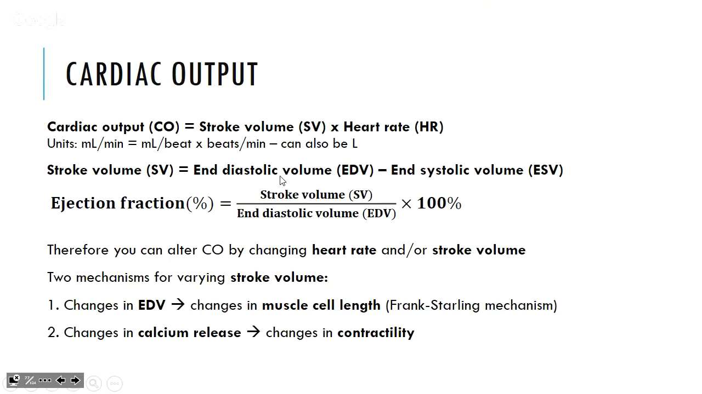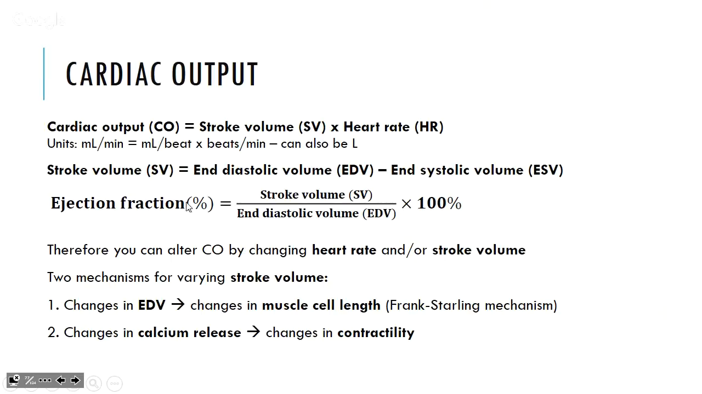So that equals the end diastolic volume minus the end systolic volume. The end diastolic volume is pretty much how much blood is inside the ventricle after all of the filling is done, so that's the max volume it can have. The end systolic volume is the amount after it contracts and pumps everything out, so that's the minimum volume it has. So it's just the difference between the two of them.